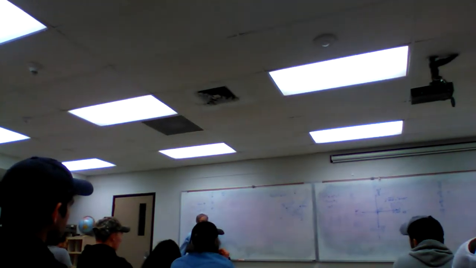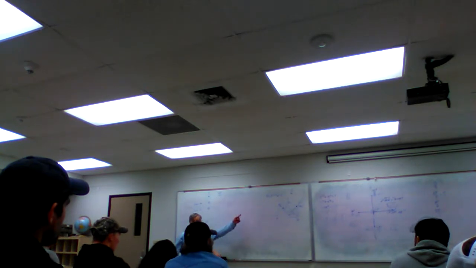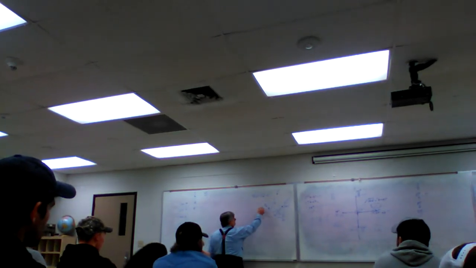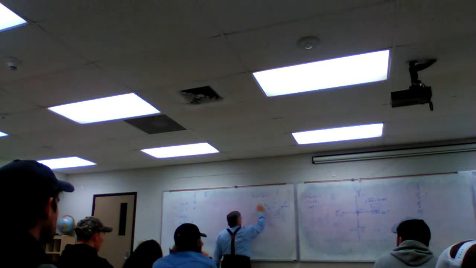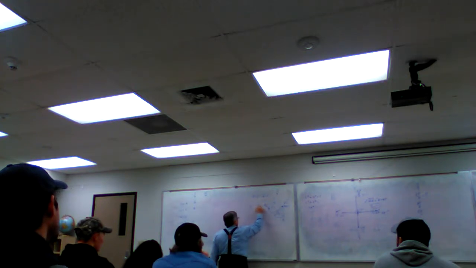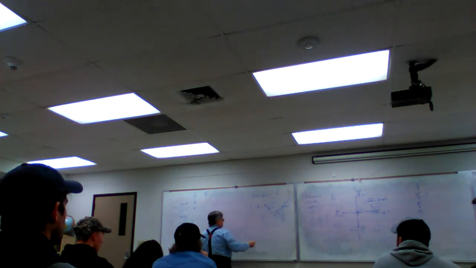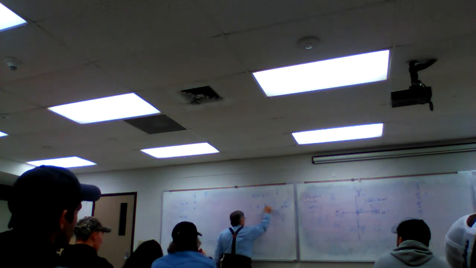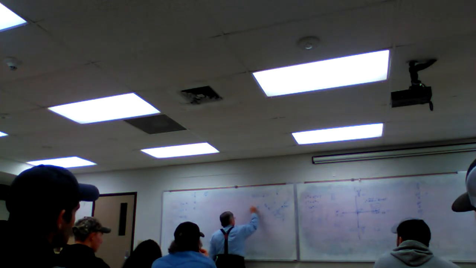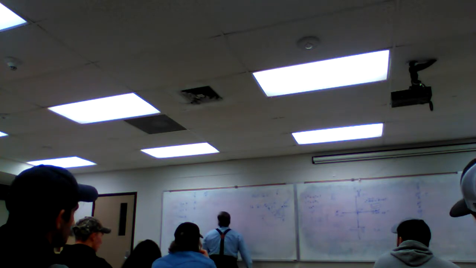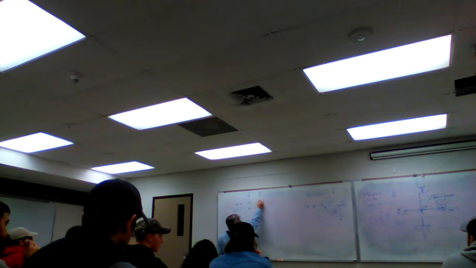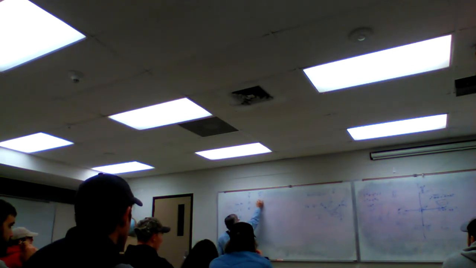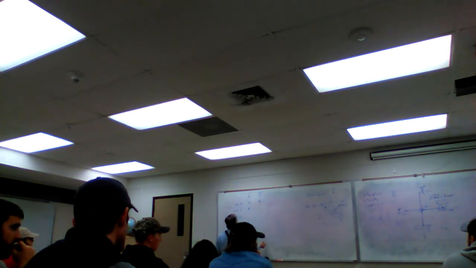What would be the y coordinate here? The y coordinate is the same, it's still 1 over the square root of 2. What's the x coordinate? Negative 1 over the square root of 2. So what's the sine function? One over the square root of 2.